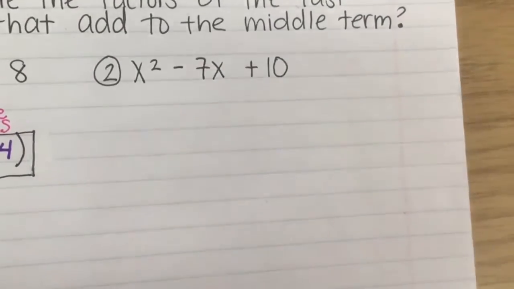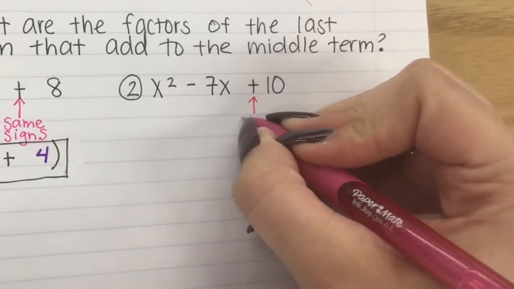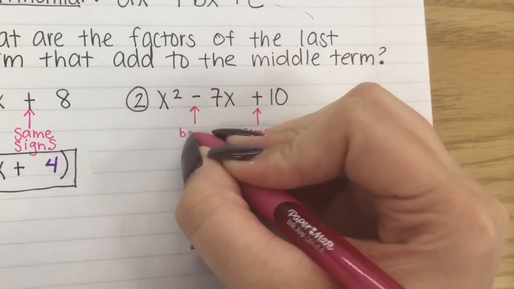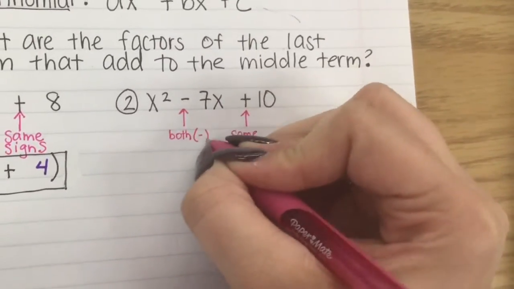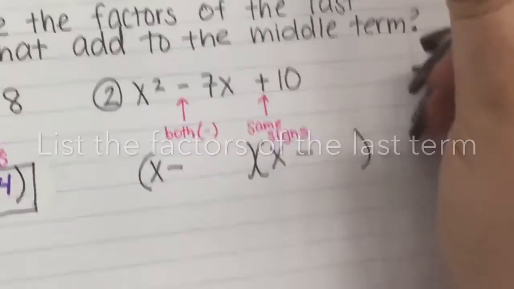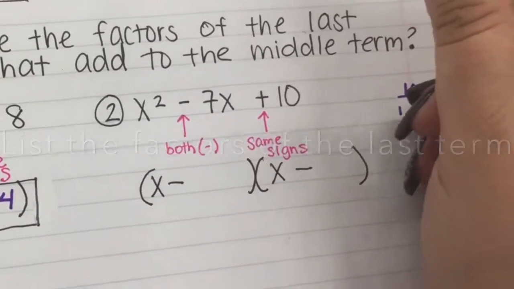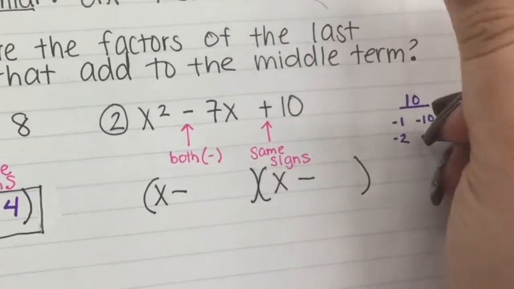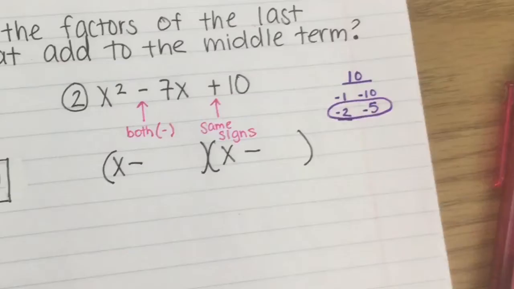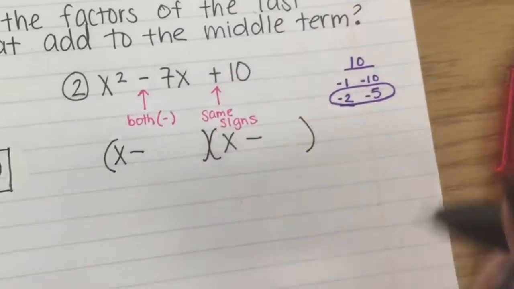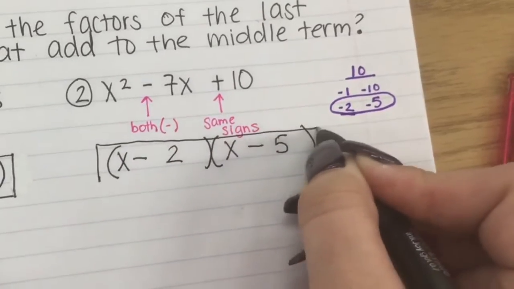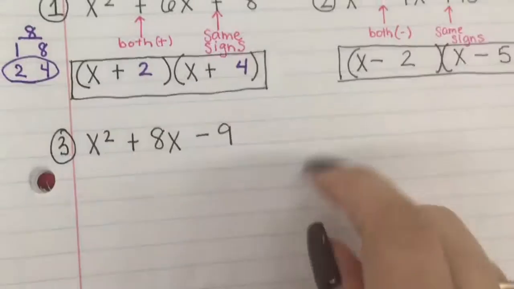In this next example, we see another plus sign at the end, which tells me that these two factors have the same signs. But now the middle term tells me that they're both negative. So when I start off these two factors, I'm going to write x minus and x minus. I'll list the factors of my last term. So -1 times -10, -2 times -5, and find the ones that add up to -7, my middle term. I can always check these by multiplying them back out and using distributive property or FOIL.